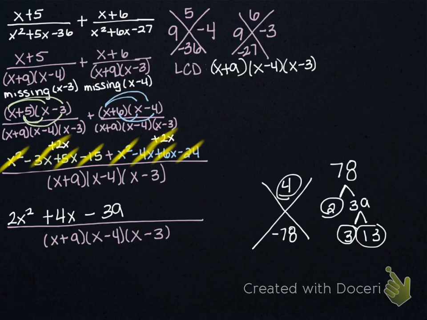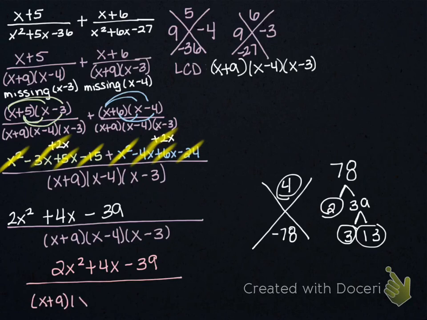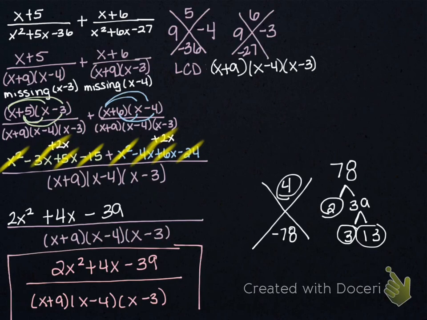I'm just going to write it one more time in a brand new color and stacked properly. That would give me 2x squared plus 4x minus 39, and in the denominator I would have x plus 9, x minus 4, and x minus 3. And you may be asking yourself, can't I multiply those together to make it more simplified? And I would say that the rational expression is more useful in its factored form. So I would leave it like this, and my math lab will accept this as the answer. I hope that helps.